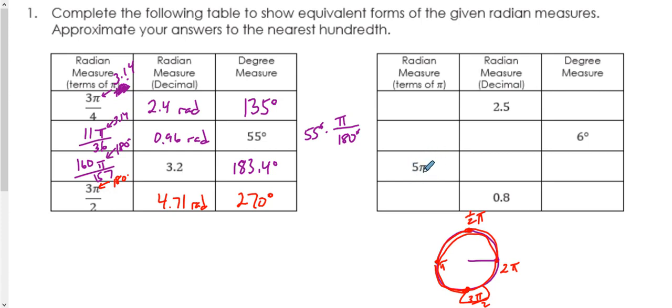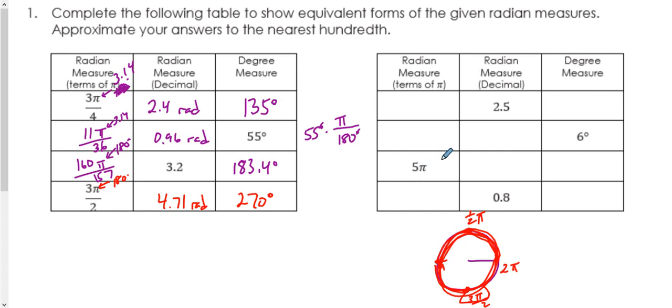5 pi radians. Now, I told you already that this is 2 pi radians. That means we went all the way around the circle. That's 2 pi radians. Go all the way around the circle again. That's 4 pi radians. We go all the way back over to here. Now that's 5 pi radians. So you're talking about basically 2.5 times around the circle.